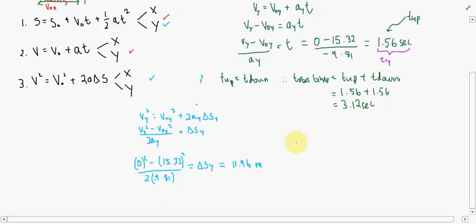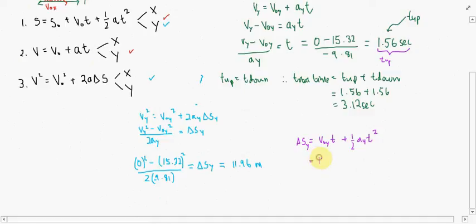So, if I rearrange this equation up here slightly, it's basically going to say that my change in displacement in the y direction is equal to my initial velocity in the y direction times time plus 1/2 acceleration in the y direction times time squared. Okay, so it's just a matter of plugging in values again.